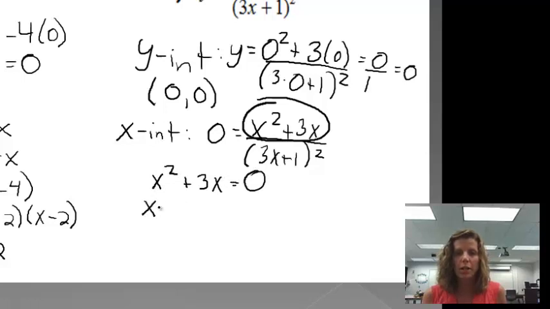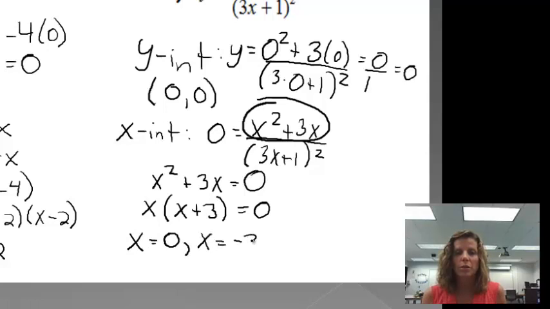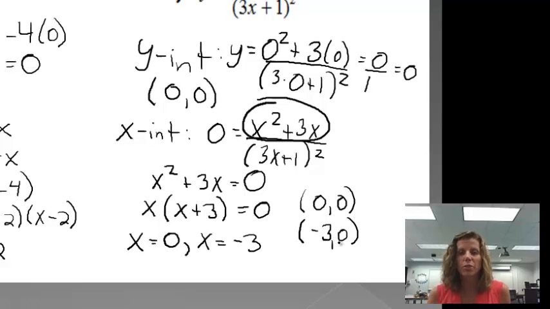And then I notice that I can factor out an x, so I'll do that. So I'll get x times the quantity x plus 3 equals 0. And then again, applying the zero product property, I'll notice that that expression will equal 0 when x equals 0 or x equals negative 3. So my x-intercepts are (0, 0) and (negative 3, 0). So we have now just found the x and y-intercepts of a graph.